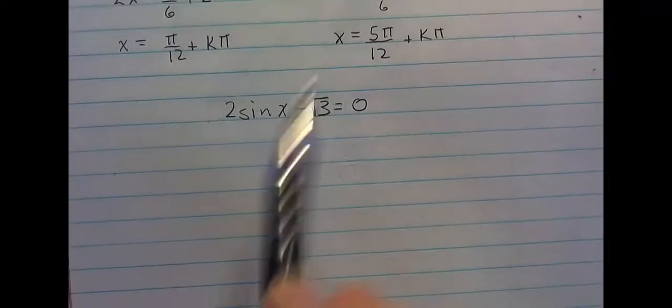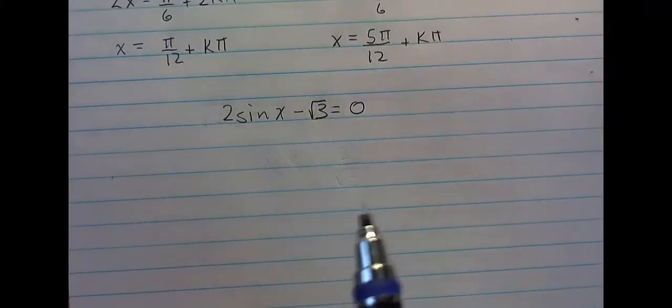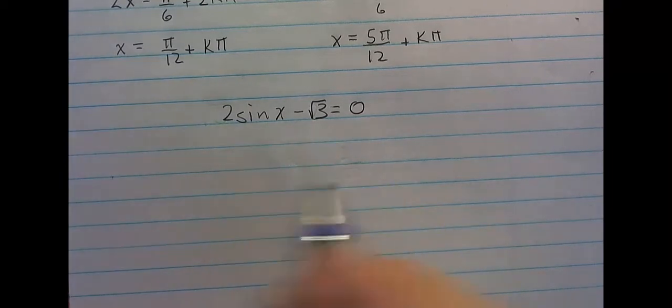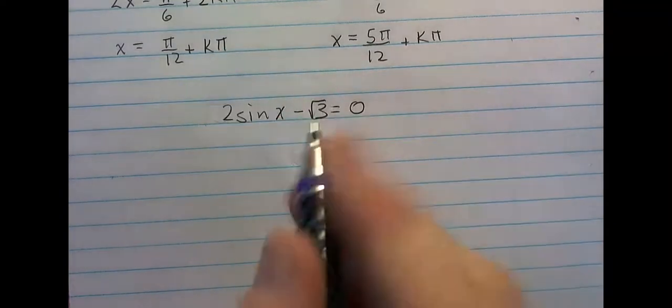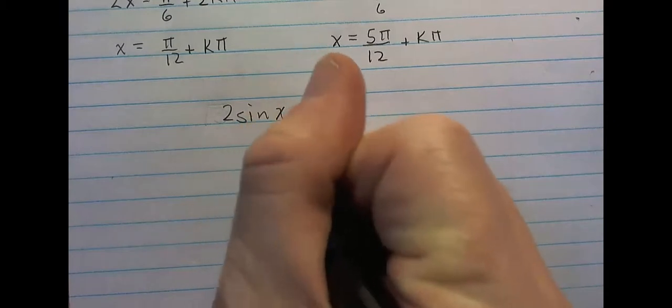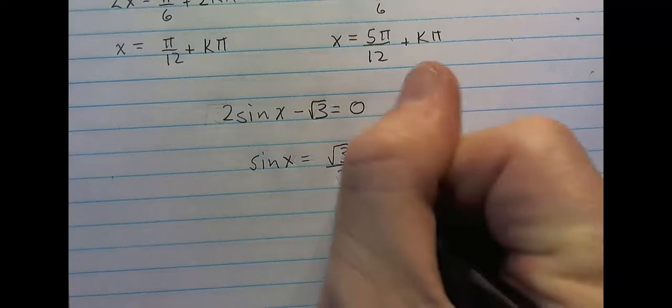Now, let's look at another one. So we've got 2 sine x minus the square root of 3 equals 0. So we've added some things to this. Well, here's the way we approach this. We, first of all, solve for the sine function. So I'm going to add square root of 3 to both sides and then divide by 2. And what we get is sine x equals the square root of 3 over 2.